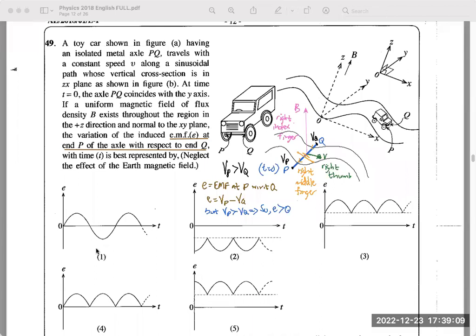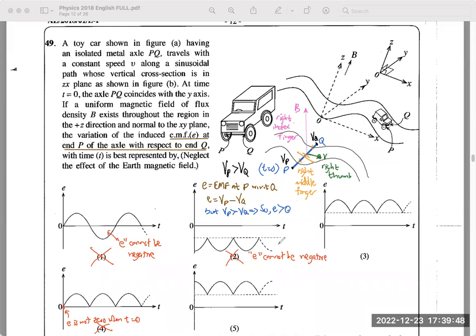Okay, so I think this answer and these two answers should be wrong. E is not 0. Here, when time is equal to 0, they are saying E is 0, but E is not 0 when time is equal to 0. And here it's wrong because E can't be negative. Here also, same, E cannot be negative.